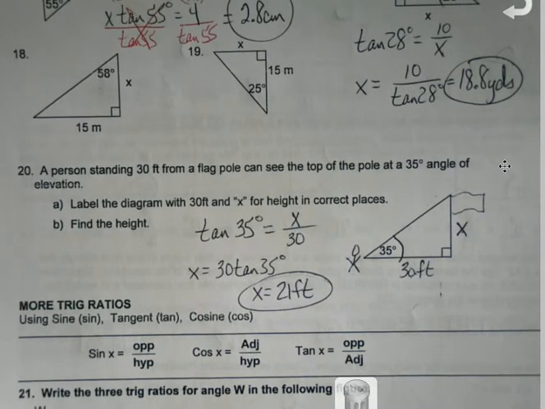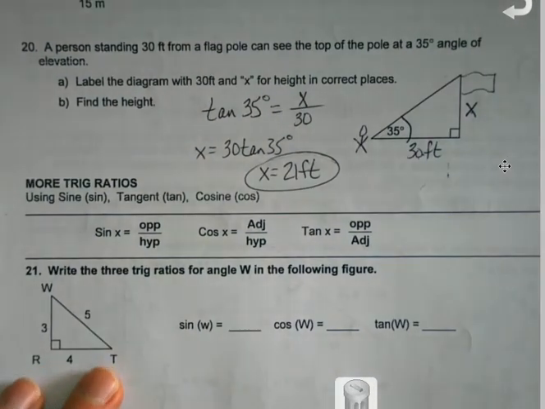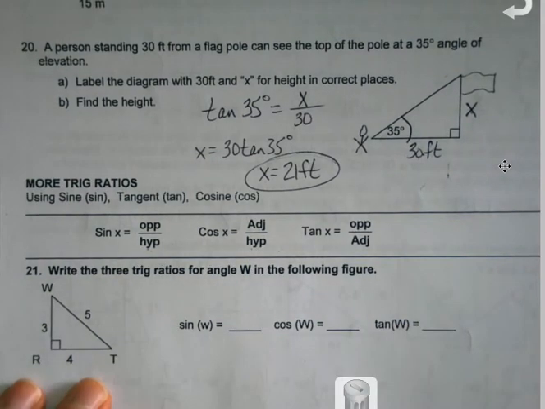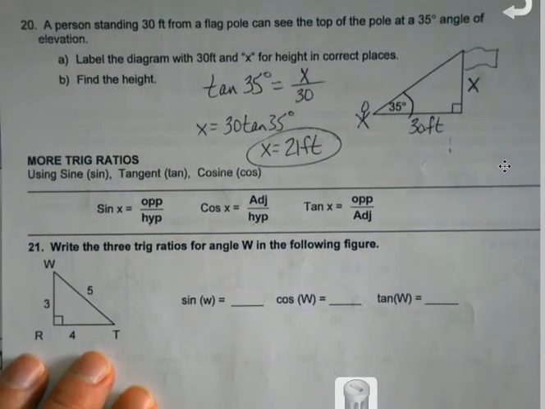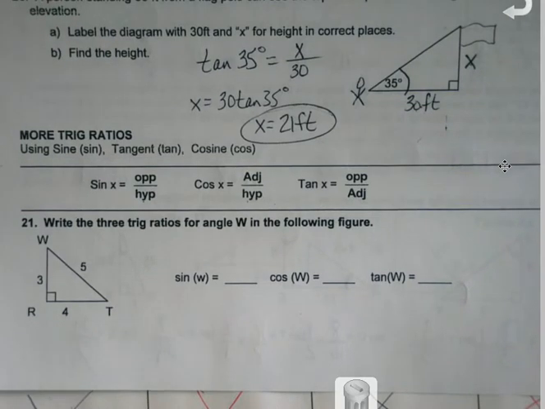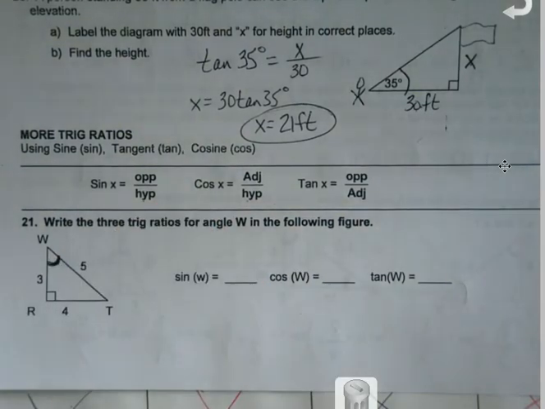But again, tangent isn't the only trig function we're going to deal with. We're also going to be dealing with sine and cosine. Okay, so here's my basic trig ratios. Probably something you'd want to have a pretty good grip on to keep life simpler. So we're going to start familiarizing ourselves with all three of these. So write the three trig ratios for angle W in the following. Now when I'm looking for all of these, I'm a big fan of labeling.